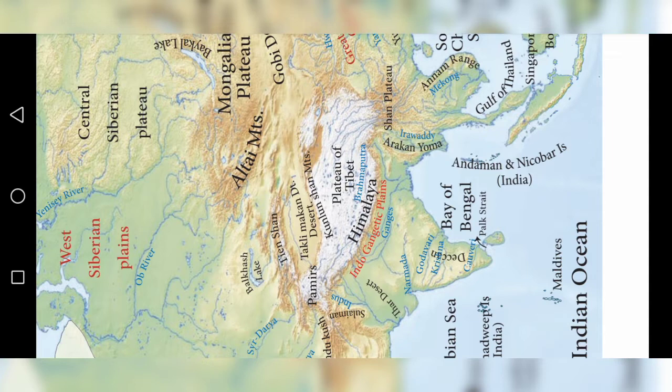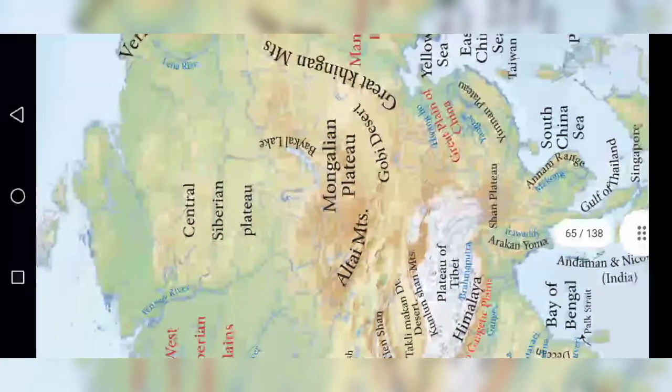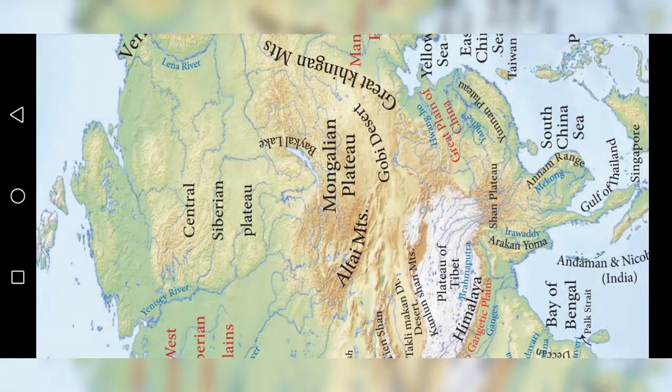This is the Thar Desert here in India. Many other places are also present, and the rivers also flow through Asia. So this is the Asia physical map.